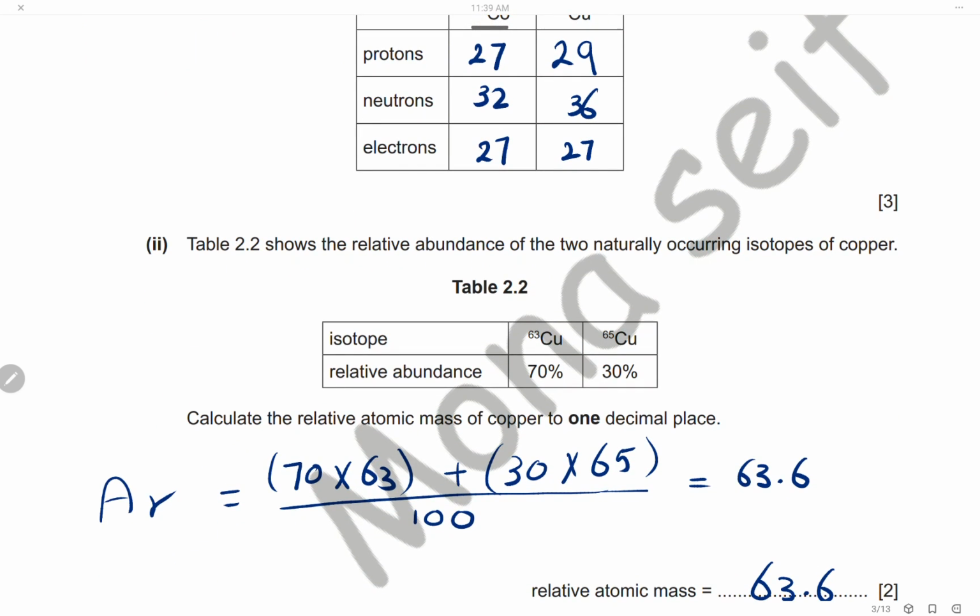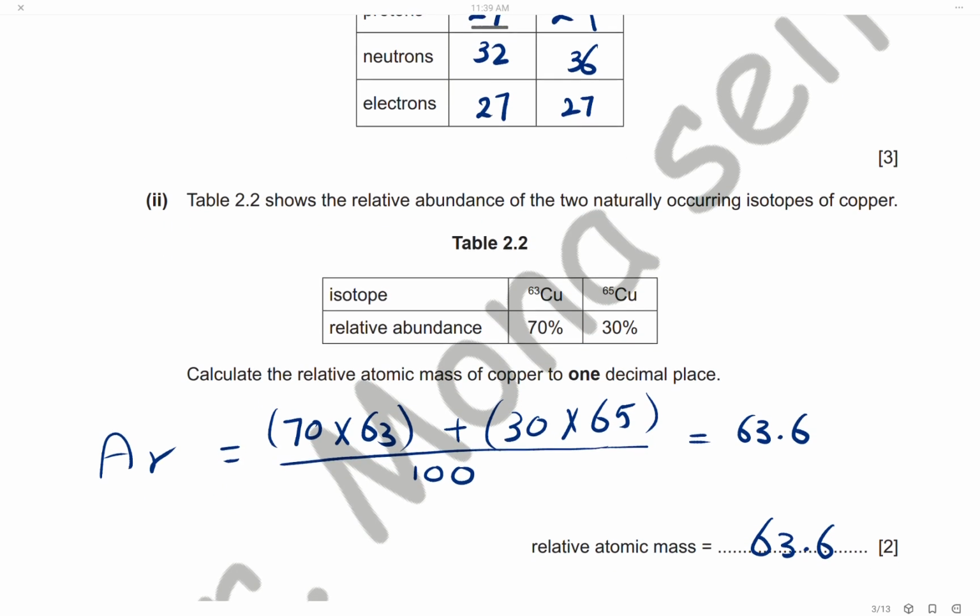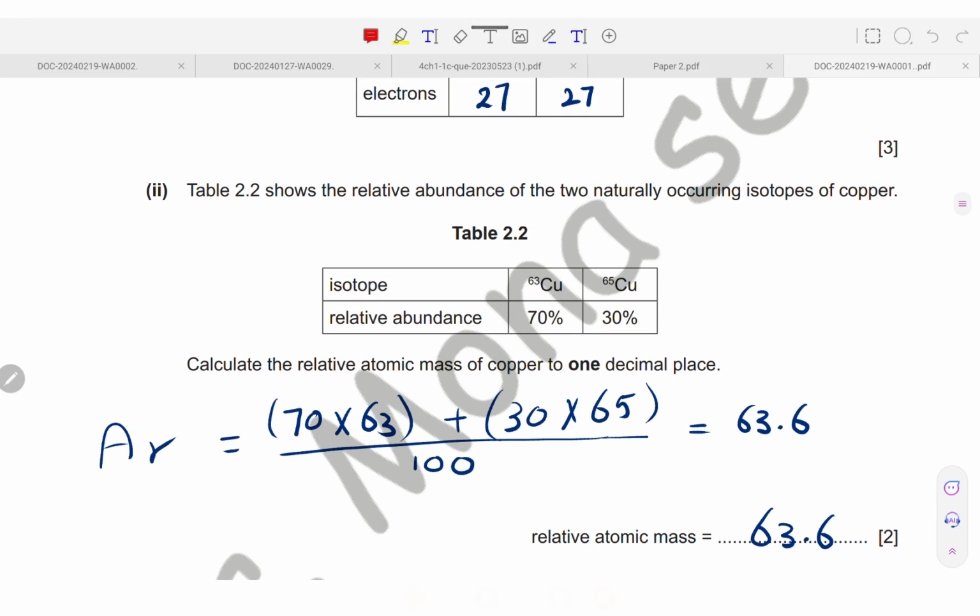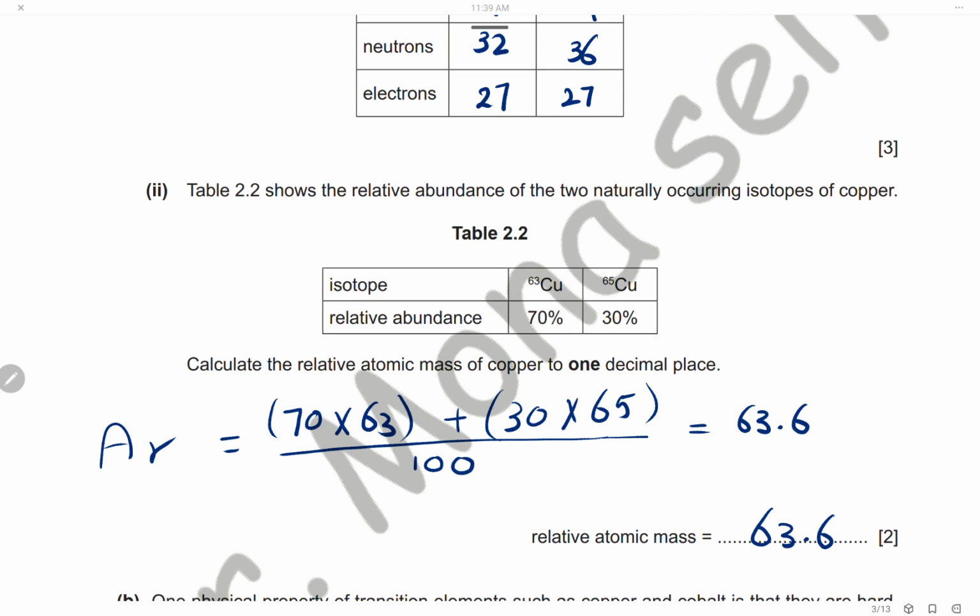The table shows the relative abundance of 2 naturally occurring isotopes of copper. The first isotope is 63 and the second is 65. Calculate the relative atomic mass of copper to 1 decimal place. To calculate the relative atomic mass, first we will multiply the mass of each isotope by its percentage, then we will add them together. The first one, 63 times 70, plus the second, which is 65 times 30. We will divide it by 100, so the relative atomic mass will be 63.6.